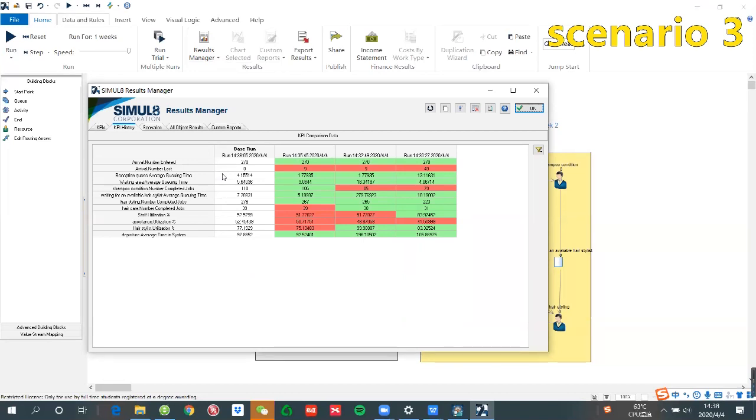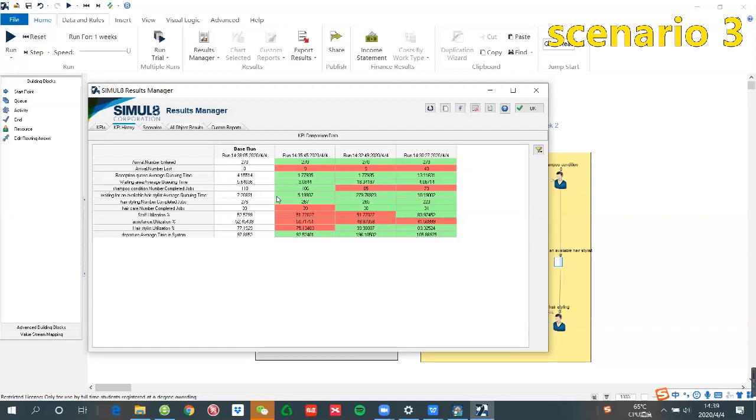However, since we're not losing customers, the reception queue average queuing time is slightly increased over the previous result. So now we need to wait 4.1 minutes compared to the previous 1.7 minutes. And for the waiting area, the average queuing time is also slightly increased to 5.6 minutes compared to the previous 3.3 minutes. And for the shampoo condition, the number of completed jobs has now increased by 4. Now we can complete 110 jobs compared to the previous 106.